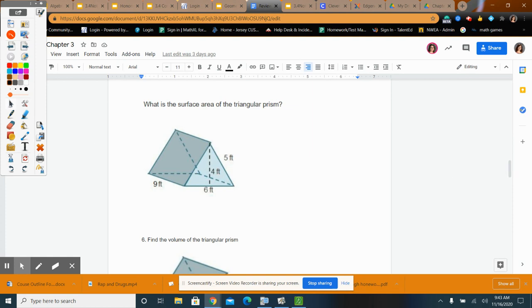Okay, here's another surface area question. So surface area, remember, we're going to use feet squared, and we have to find the area of all the pieces and add it together. So I have 2, this is a triangular prism, so the bases are triangles. So I'm going to have 2 triangles. And the base is 6, and the height is 4. Can you see that? 6 and 4.